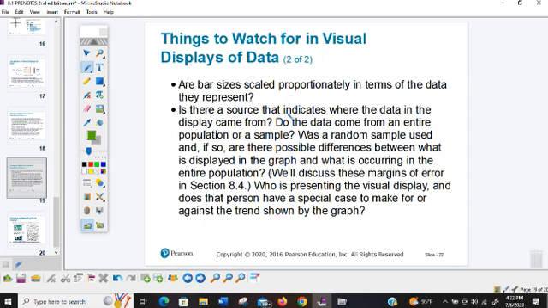Is there a source that indicates where the data came from? Are they from an entire population or was it a sample? It's important to know. Was the sample random? Because we know that if it's not random, it may not represent the data very well. Always ask yourself, who's presenting this data? Are they wanting us to see a specific trend? Or are they distorting it in some way?